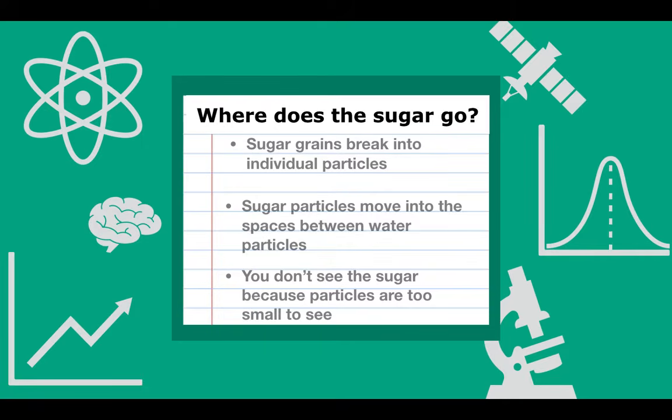So where does the sugar go? Well, when you add it to water, first the sugar grains break into individual particles. Then those sugar particles move into the empty spaces between water particles. After this, you don't see the sugar anymore because particles are too small to see. You can't see the sugar particles in the water.